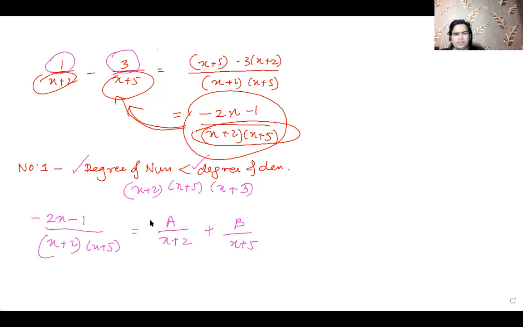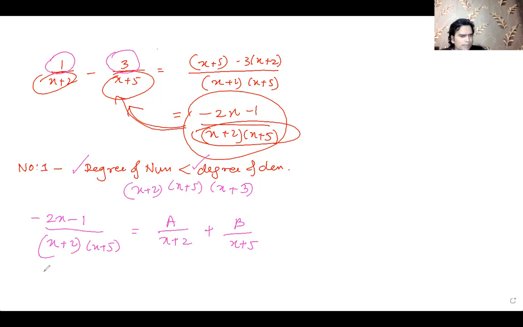If we had a third factor, let's say x plus 7 as well, I would have taken c over x plus 7. So you go on adding up as many individual roots as there are in the denominator. That's how we express partial fractions. But our job is not done yet. I'm going to go back to the previous example and show you how to find the missing values of a and b.